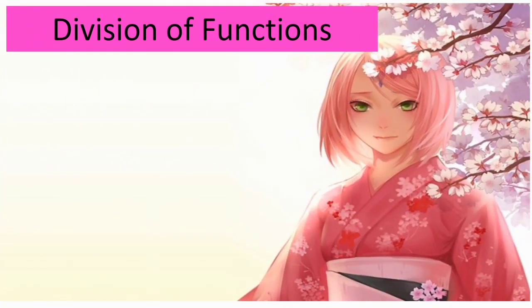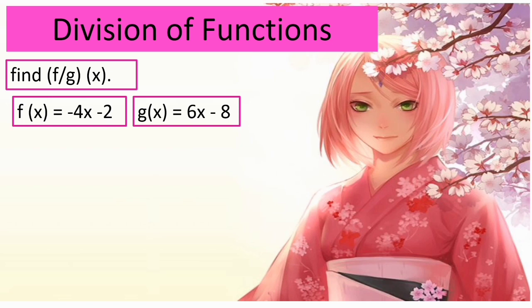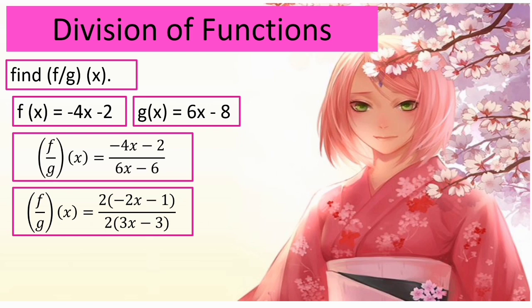Another example in division of function. Let's find for f over g of x. f of x is equal to negative 4x minus 2. And our g of x is equal to 6x minus 8. Then, f over g of x is equal to negative 4x minus 2 all over 6x minus 6. So, kung makikita nyo dito, class, pwede siyang i-factor, meron tayong i-factor out. So, f over g of x is equal to 2 times the quantity of negative 2x minus 1 all over 2 times 3x minus 3.